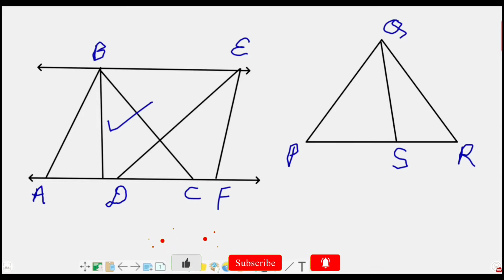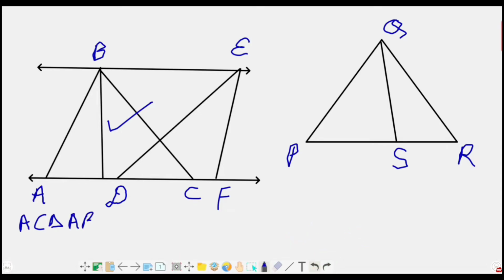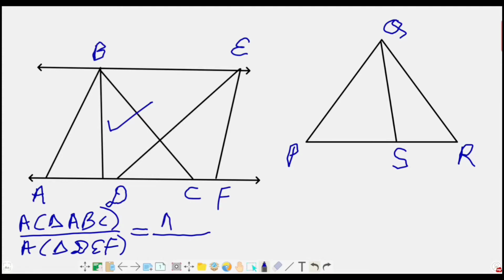So what can we say about the ratio of their areas? If I want to take the area of triangle ABC and the area of triangle DEF, their height is the same, so this will be equal to only the ratio of the bases. The base of the first triangle is AC, while the base of the second triangle is DF. So whenever the height is the same, the ratio of areas will be equal to the ratio of their bases only.